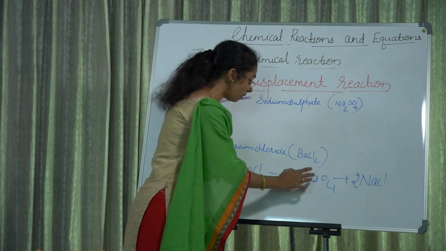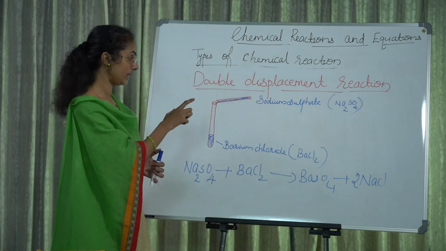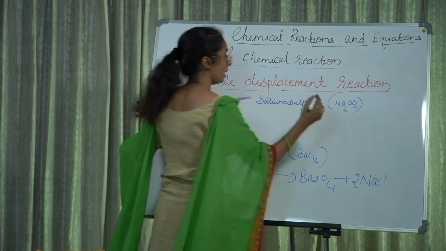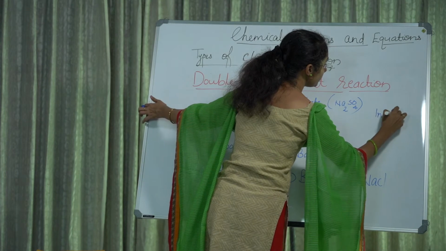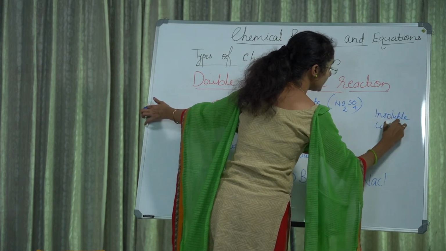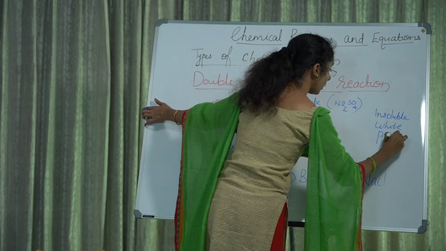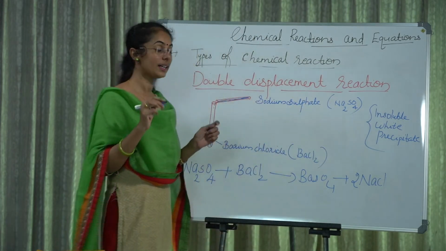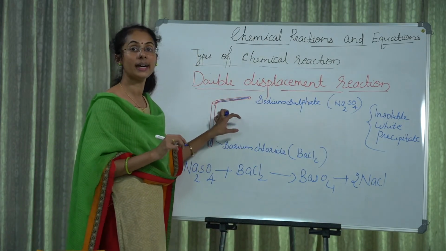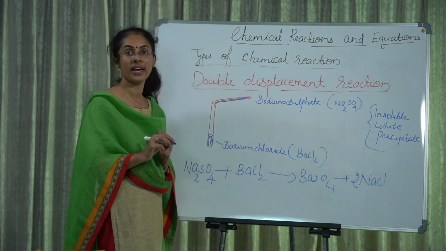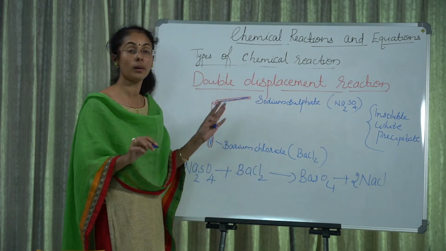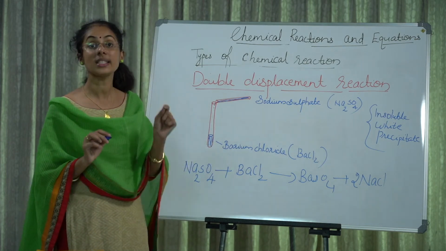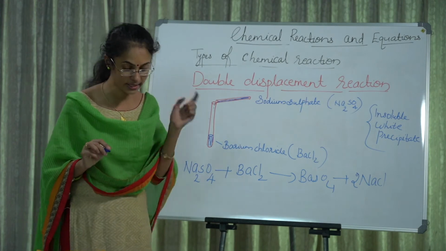This white color precipitate is formed here. The insoluble white color thing is known as a precipitate. One white product is formed here, that is barium sulfate, which is insoluble. That white color thing is known as a precipitate.